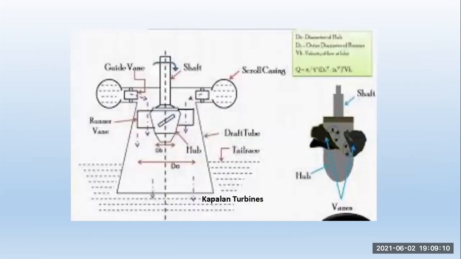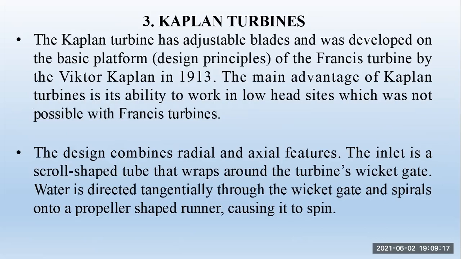Next, the Kaplan turbine. This is a figure for the Kaplan turbine. The Kaplan turbine has adjustable blades and was developed on the basis of the Francis turbine by Viktor Kaplan in 1930. The main advantage of the Kaplan turbine is its ability to work in low head sites, which was not possible with the Francis turbine.